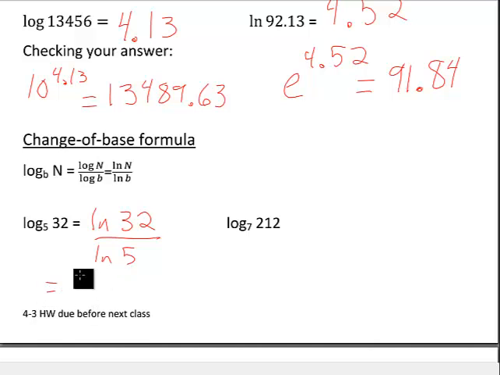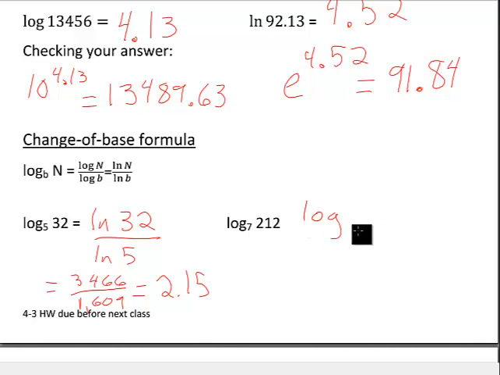If we do those individually, it's 3.466 over 1.609. Okay? So if you do that division, then you get 2.15. And again, there's nothing special about the natural log there. I could have used the common log. So this is what it looks like if you do that.